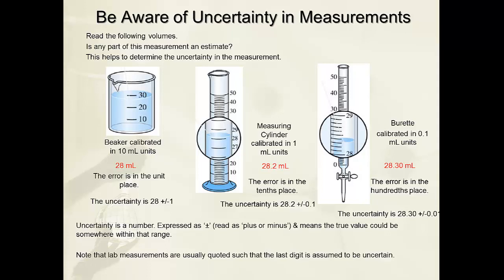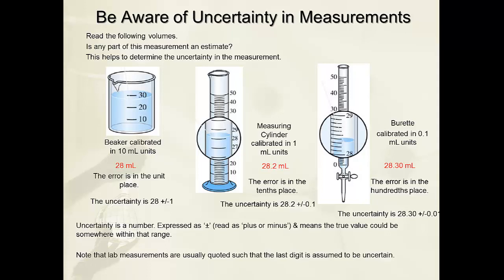Okay, so this measuring cylinder in the middle is calibrated in 1 milliliter units. So, for example, if we were measuring 28.2 milliliters, the error would be in the tenths place. Now, see what we're doing here? We're actually estimating one more digit than we have in our calibrated units. This measuring cylinder is in 1 milliliter units, but our measurement is 28.2 milliliters. This is standard practice, to put that extra place, okay? So always estimate your last decimal place, for example, when you're using glassware. And you know that there's going to be some error in there as well.